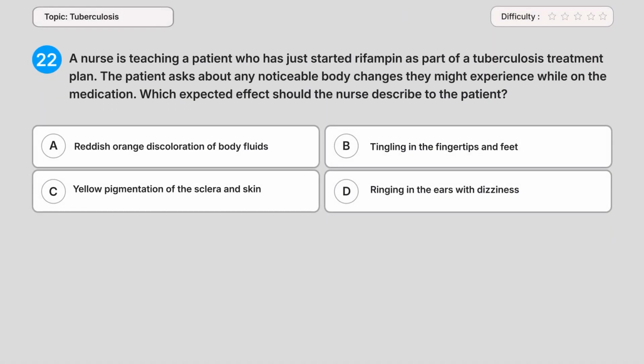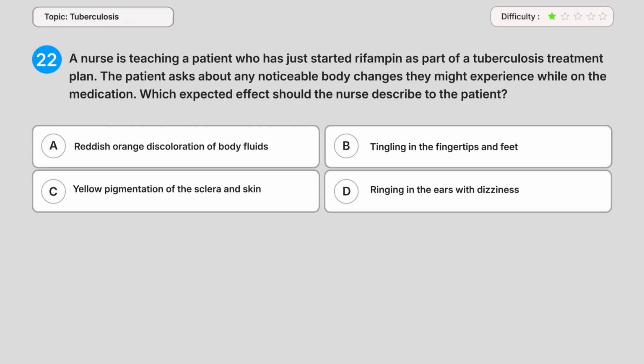Question 22. A nurse is teaching a patient who has just started rifampin as part of a tuberculosis treatment plan. The patient asks about any noticeable body changes they might experience while on the medication. Which expected effect should the nurse describe to the patient?